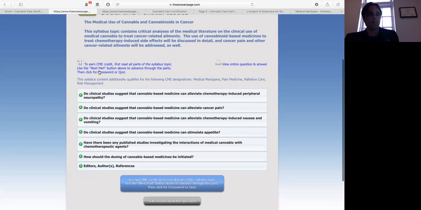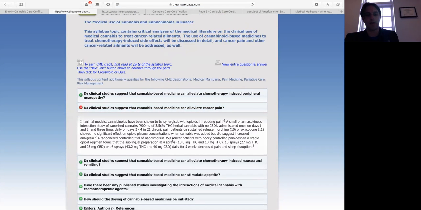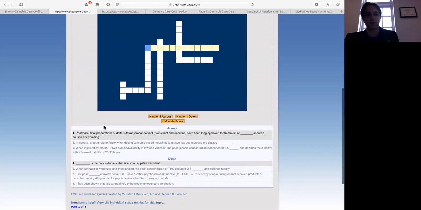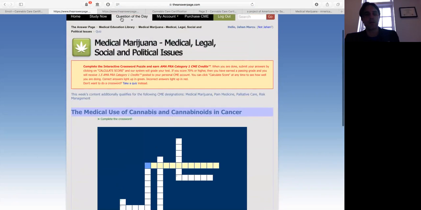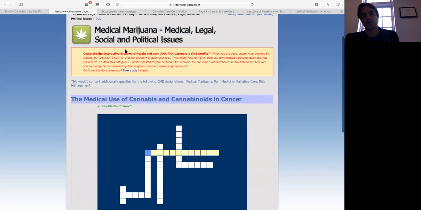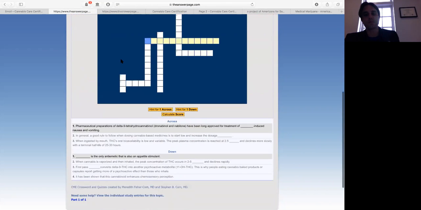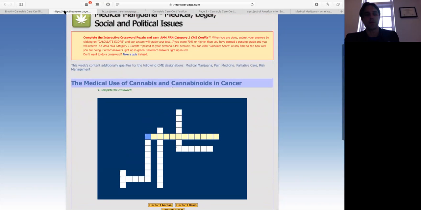There are clinical studies showing that cannabis medicines can alleviate cancer pain, and it gives you some background on dosing and how those work. One way to complete it is to do a quiz, like this one across: pharmaceutical preparations of THC, tetrahydrocannabinol, have long been approved for the treatment of blank-induced nausea and vomiting. You'd literally fill it in here. It's a really fun way for health professionals, researchers, anyone interested in the next level of education for medical cannabis to engage.